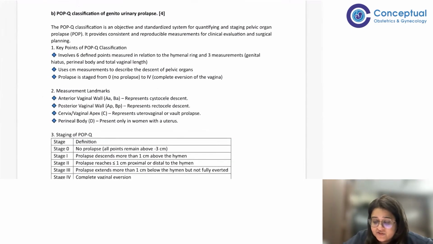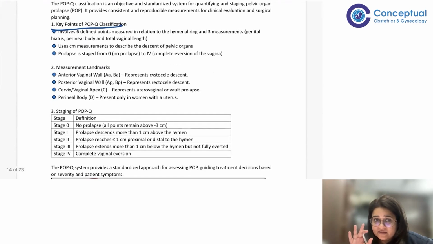POPQ classification, repeatedly asked in the exam. Two things which are repeatedly asked: POPQ and labor care guide. Somehow in every exam this has come, so it's important to know these two. Okay, so POPQ classification, we have key points. You have to mention that there are 6 defined points, there are 3 measurements, and you grade the prolapse from stage 0 to 4.